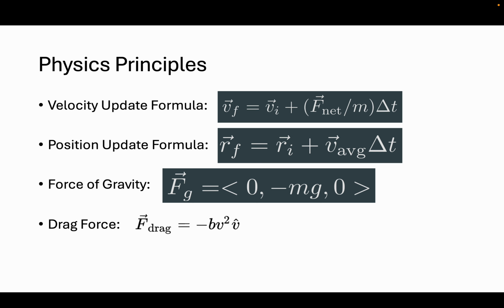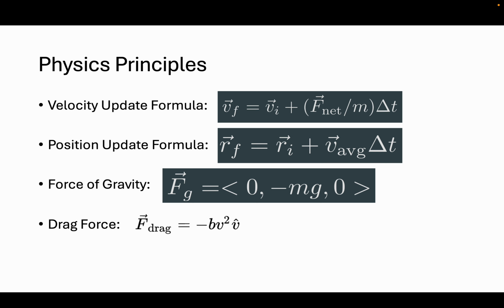Next is the position update formula. This equation updates the object's position by adding its average velocity over a small time interval to its initial position. In our simulation, this formula helps track the continuous path of the ball frame by frame as it moves through space.